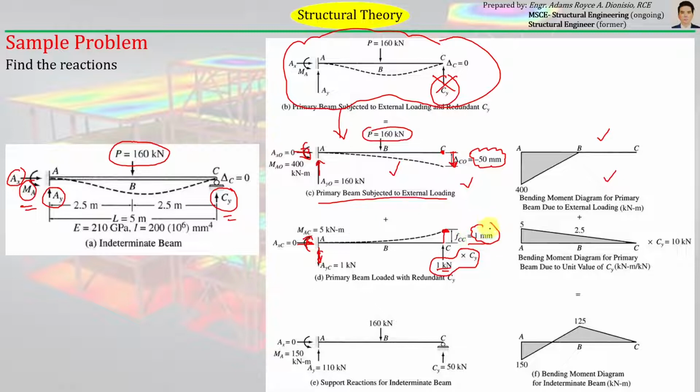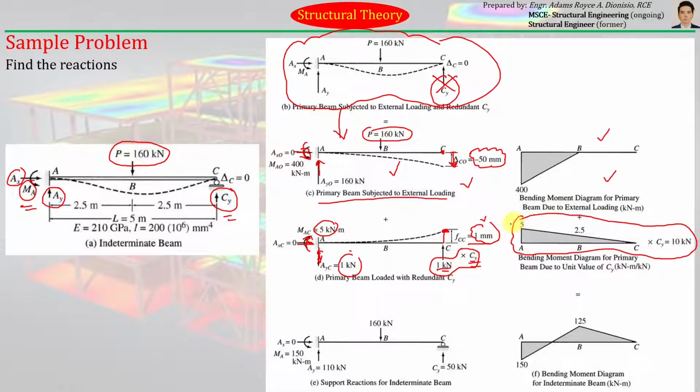So this is just a technique, but all of the values that you are seeing here must still be multiplied by the value CY. Because all of these values that you are seeing here, this 5 reaction, 5 kilonewton meter reaction, 1, and the deflection are just all expressed in terms of CY, as well as the bending moment diagram. So all of these are in terms of CY.